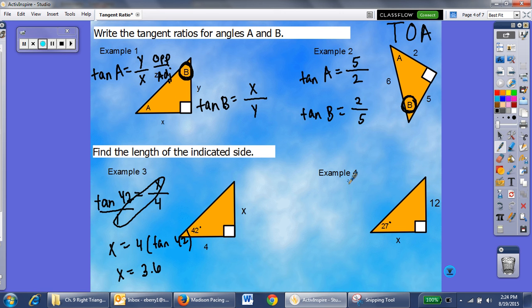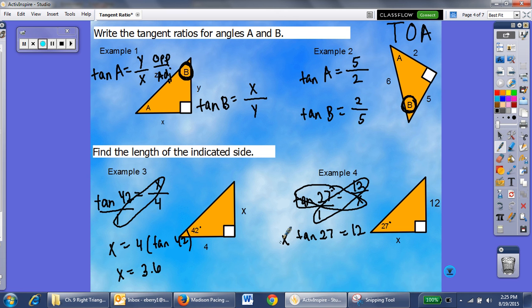Let's look at example 4. Same thing, we're going to use tangent. So tangent of 27 degrees equals, opposite is 12, adjacent is x. Just like before, I need to put a 1 on the bottom to create fractions here. Now let's cross multiply. On one side we have x times the tangent of 27 equals 12 times 1, which is 12.